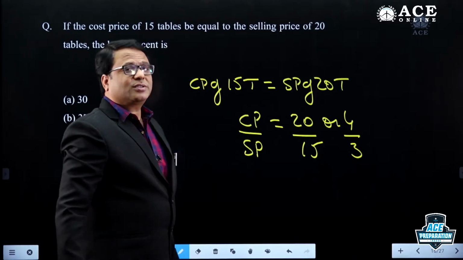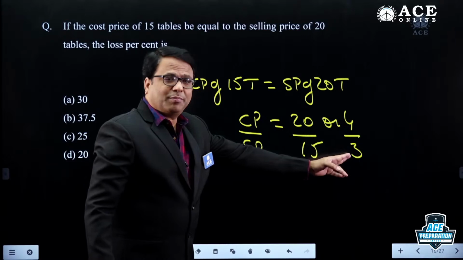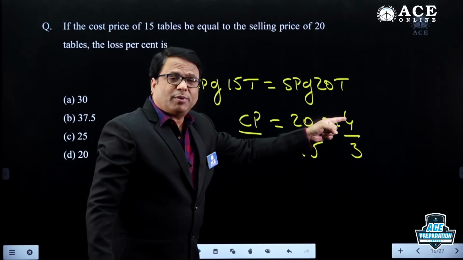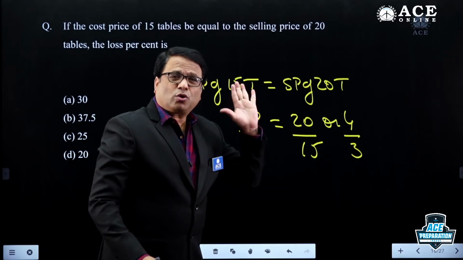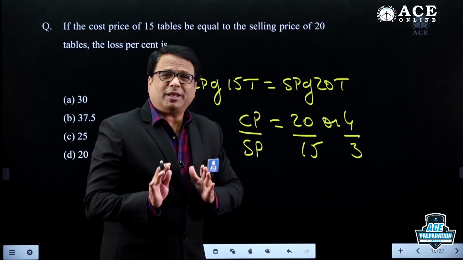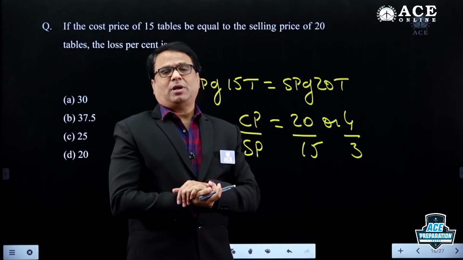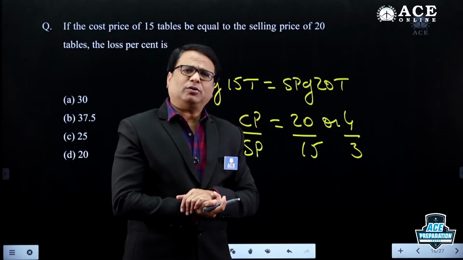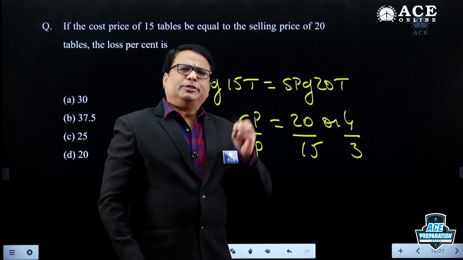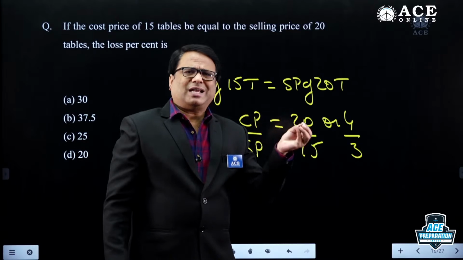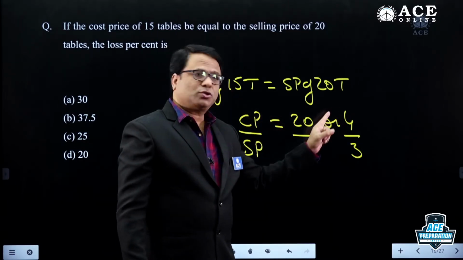Now, definitely loss in this transaction because you can see cost price is more than the selling price. Cost price is represented by 4 units and selling price is represented by 3 units. It only means there is loss in the transaction. And what is that loss percent? We have to calculate. To calculate loss percent, you can take any pair of numbers as cost price and selling price, but the ratio must be 4:3.